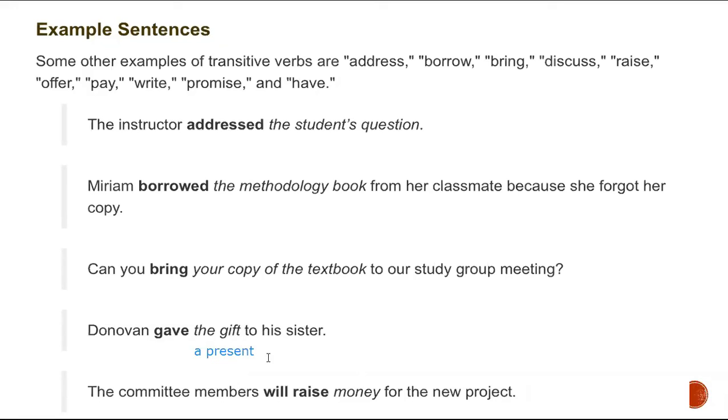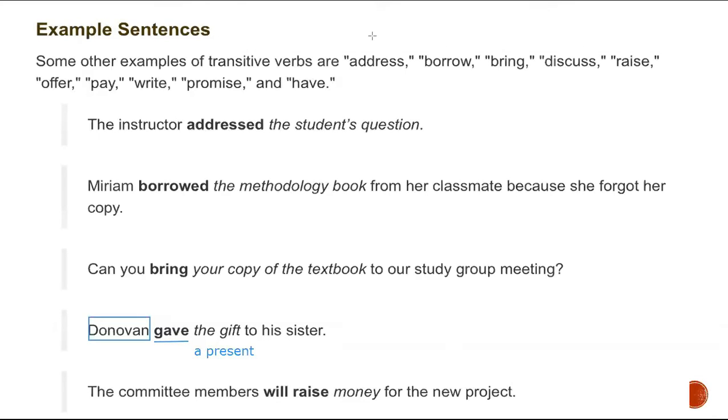Imagine that this is another sentence. What will be the difference? Okay, this is the difference. Subject of the sentence, Fabiola? Donovan gave the gift to his sister. The subject Donovan, verb gave. Do we have a direct object? What did Donovan give? A present, exactly.